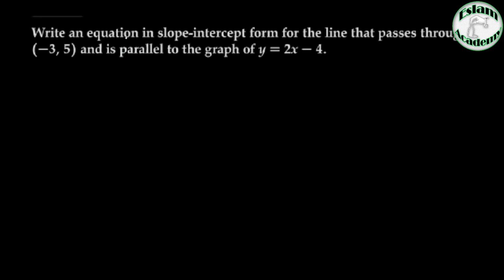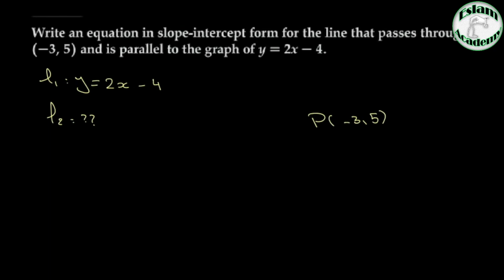In this problem, we need to write an equation in slope-intercept form for the line that passes through the point (-3, 5) and is parallel to the graph of the line y equals 2x minus 4. We have a given L1 with the equation y equals 2x minus 4, and we need to find the equation of L2. The only given for line 2 is a point, which is (-3, 5).